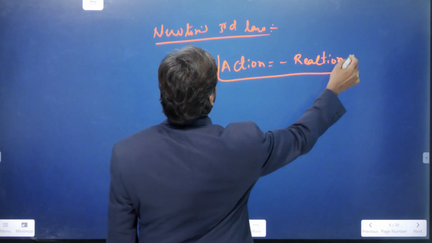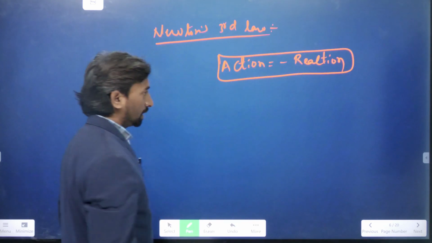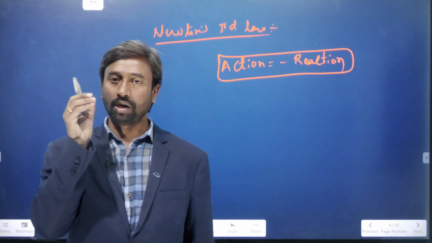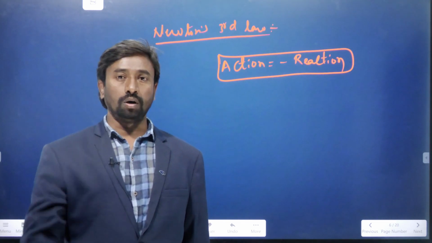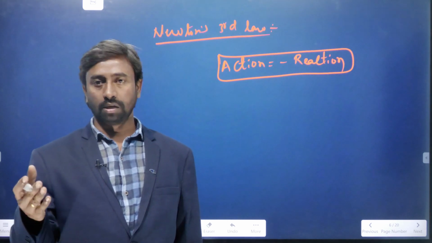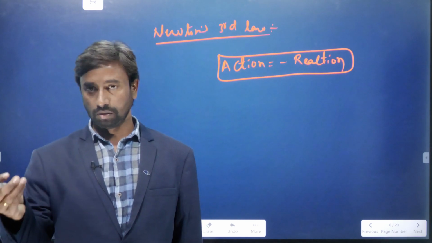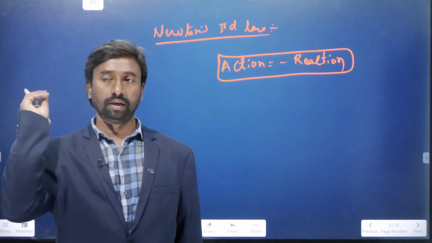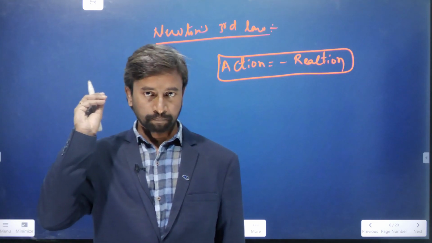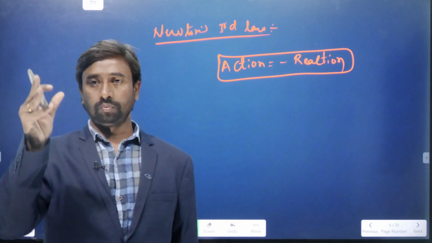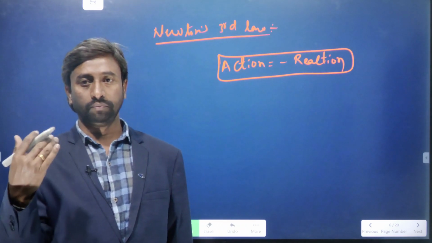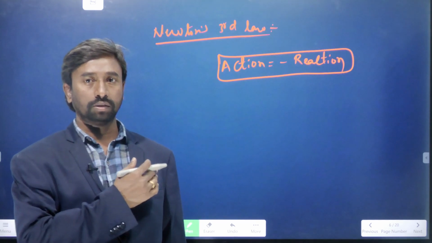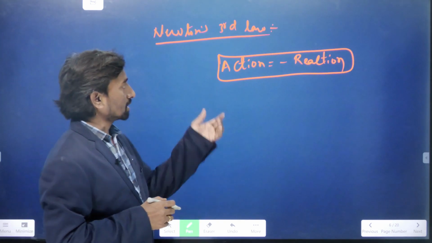Suppose we take the example of a ball thrown onto a wall. Throwing a ball means the ball applies a force on the wall, and at the same time the wall also applies a force on the ball. The force is equal in magnitude to the force applied by the ball on the wall, so the ball rebounds back. That is because of action and reaction.